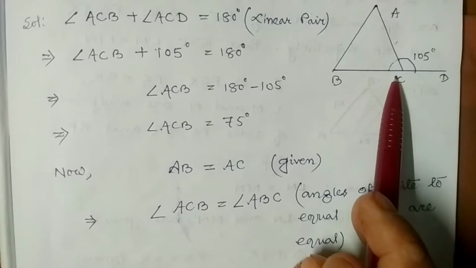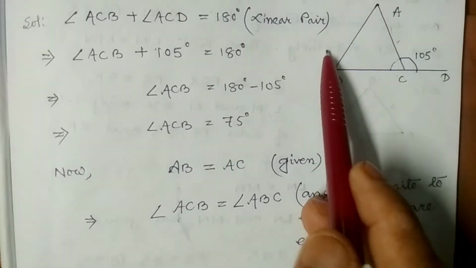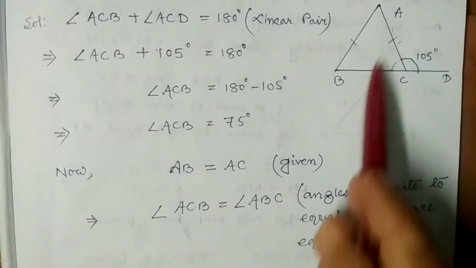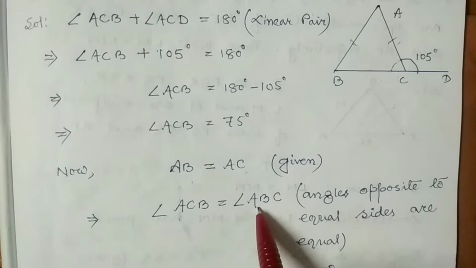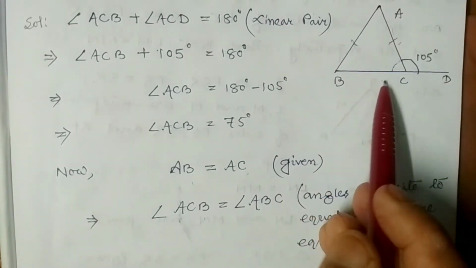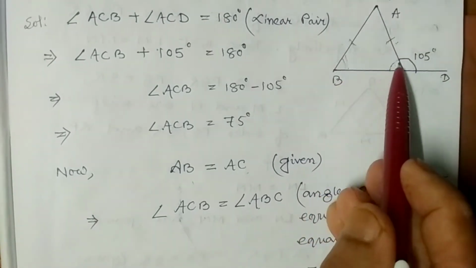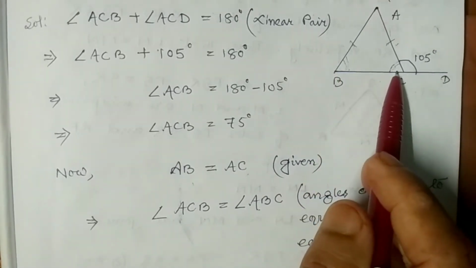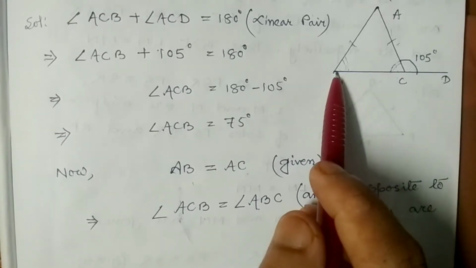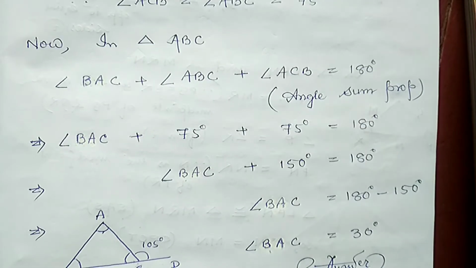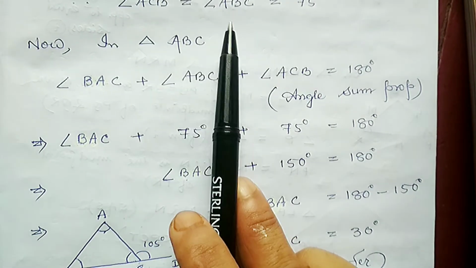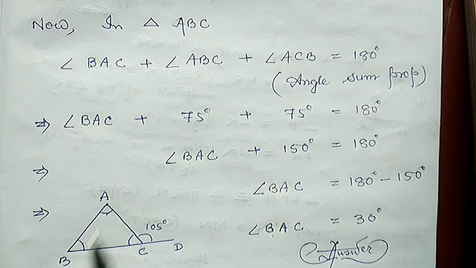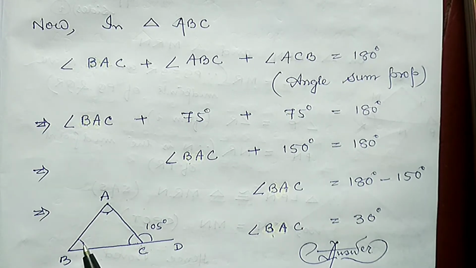Clear? In the next part, it is given that AB equals AC. Since AB equals AC, we know whenever two sides are equal, their opposite angles must be equal. So since these two sides are equal, angle B and angle C must be equal. Since angle C is 75, angle B also must be 75. Now we have proved that angle ACB and angle ABC are 75 each.